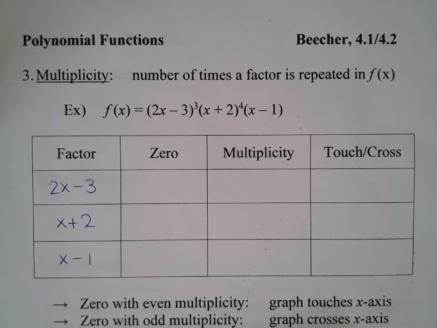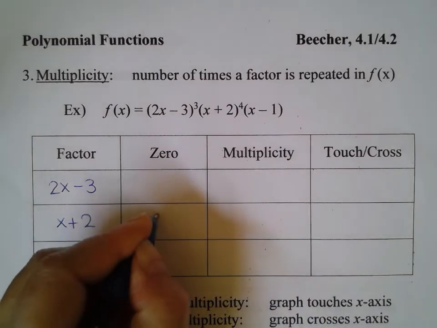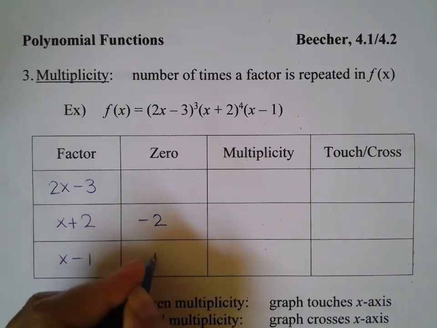I like to use this table just to organize all the information, because a lot of these things are connected. It's an easy way to see it all at once in an organized way. To find the zeros, which maybe we've done before we got to the multiplicity step, we would set each factor equal to 0. We can probably do this in our head. This would be a 0 of -2. This would be a 0 of 1.